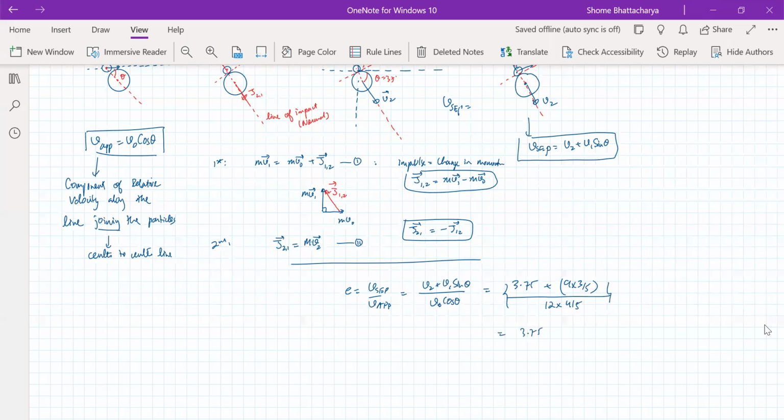So 3.75 plus 5.4 divided by 9.6, something like that will come, no? We're getting a pretty large coefficient of restitution, isn't it? We're getting 9.15 divided by 9.6. Yes, that's something like 0.9. So it's pretty close to 1. It's almost an elastic collision.